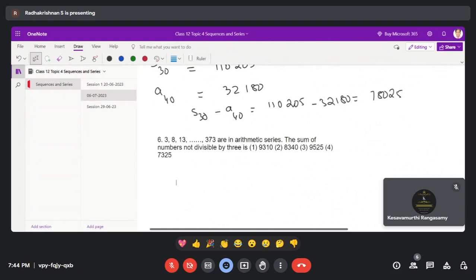Okay, so please do it now. I'll tell you the first step. First step is 3, 8, 13 up to 373. So this sum we can determine. First of all, find out the Sn of this. And then you find out the sums divisible by 3.